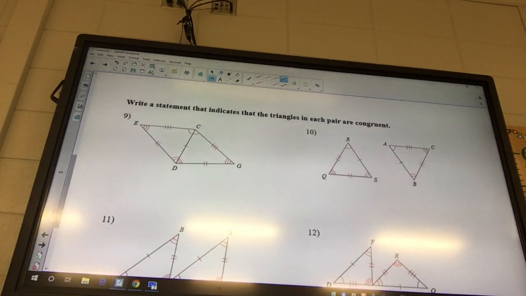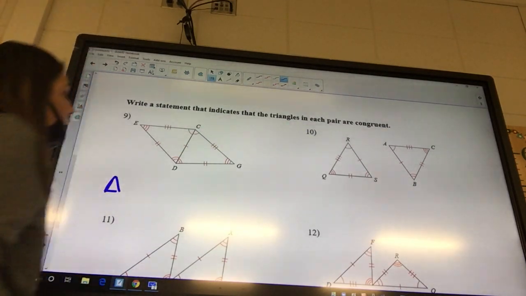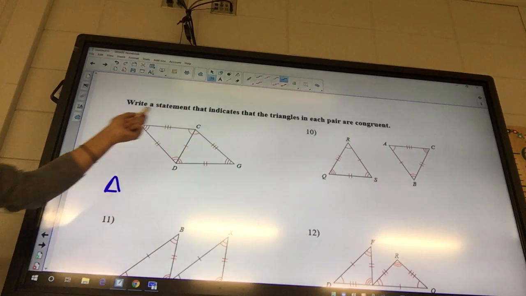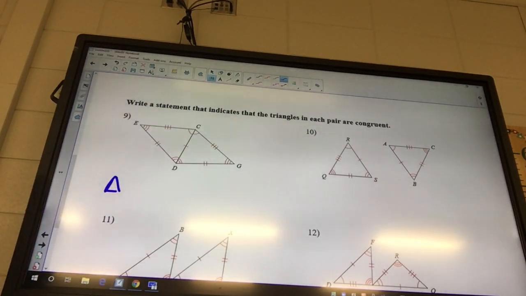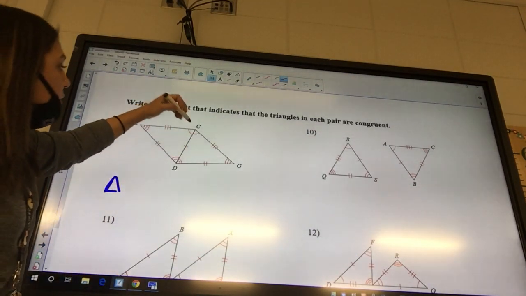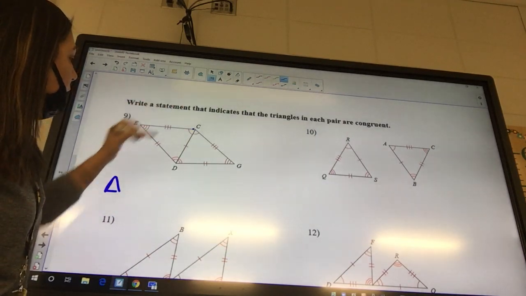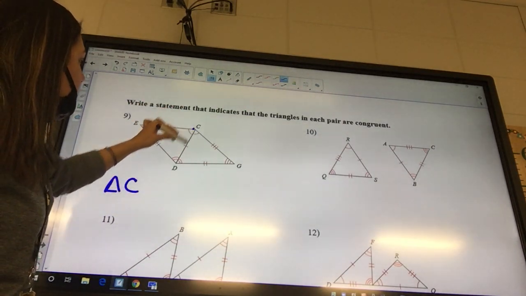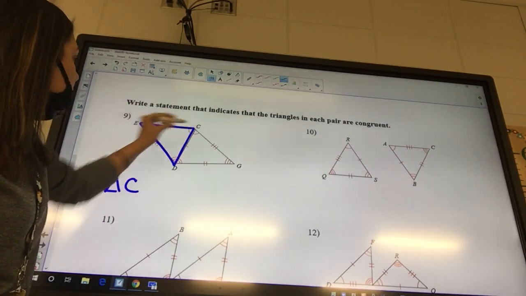Okay, the next one says write a statement that indicates that the triangles are congruent. Okay, write a statement. So, you need to go through and we're gonna say triangle. We need to label them. So where do we start? On C. We're gonna start on C. And then D. So C, D, E. That's our first triangle.